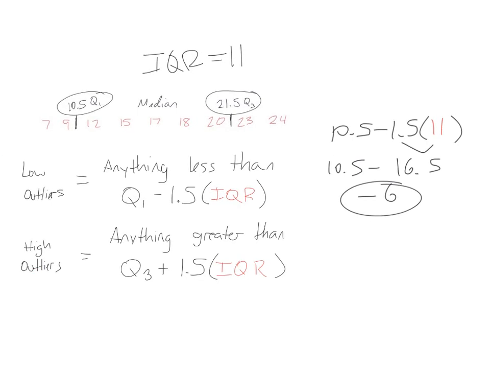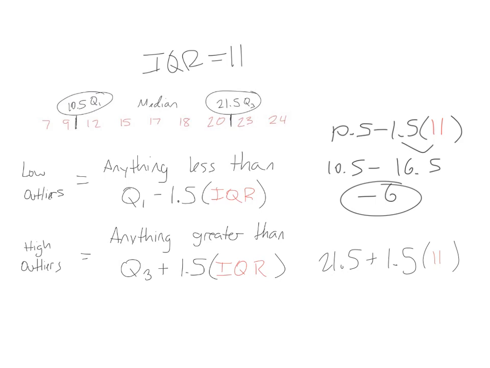Now let's talk about the high outliers. That's going to be almost identical to this, except that it's anything greater than the third quartile plus 1.5 times the interquartile range. So what was our third quartile? We said it was 21.5. And now we're going to add 1.5 times the interquartile range, which again was 11.